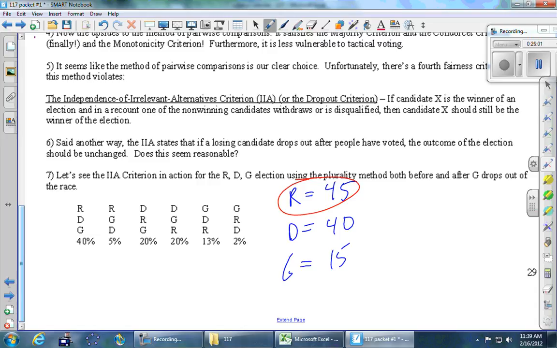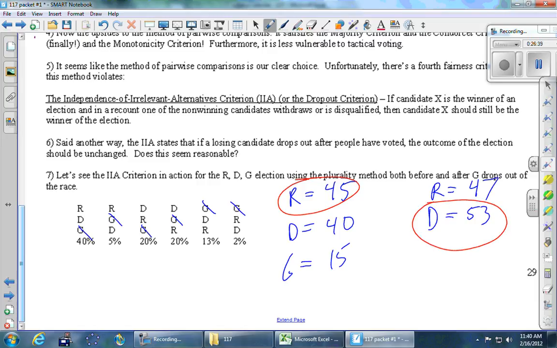But for some reason, after the votes were put into the ballot boxes, G decided, I'm done. I'm going to withdraw. We cross off all the G's. Those ones don't really matter. It's the ones where G was first place. In the new election, we have R and we have D. How many does R have? It's 47. Same 45 they had before, plus 2 more. D has 13 more. D has 53. Who wins? D. If you like D, you're happy.